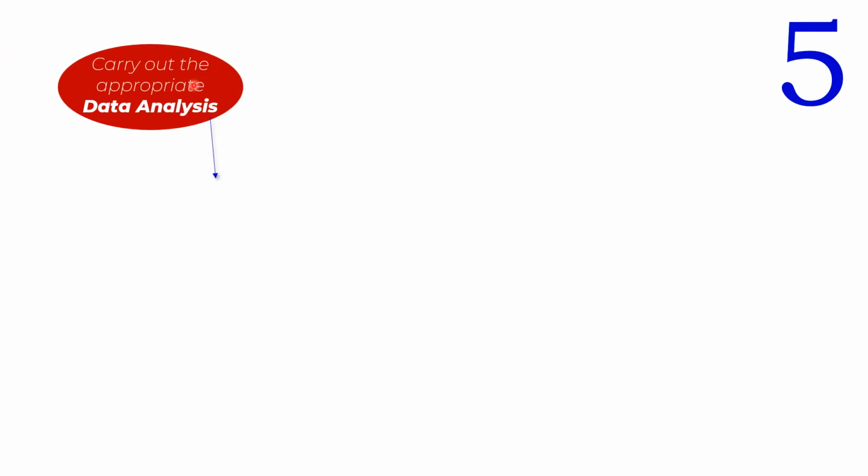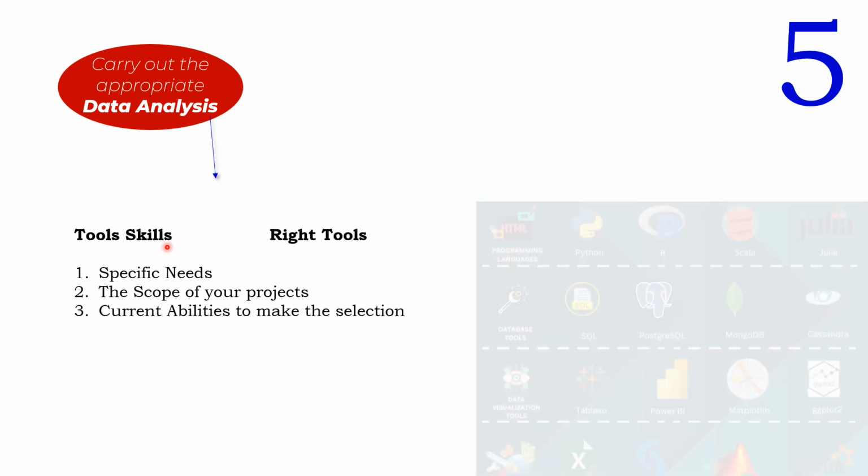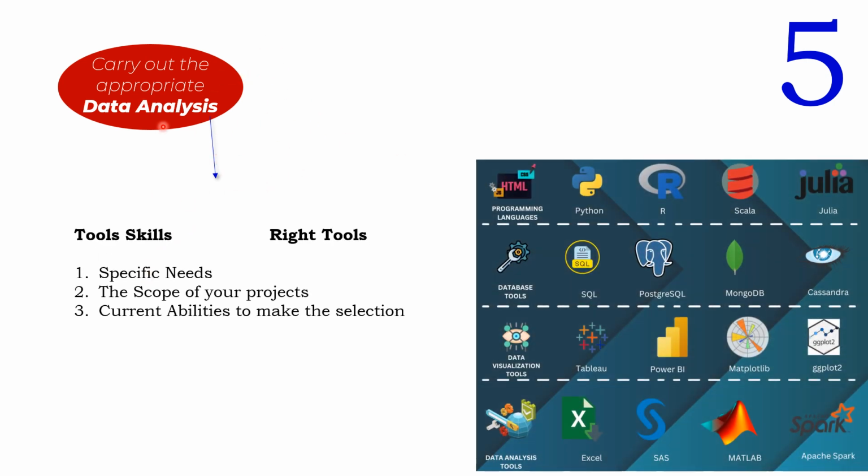Then we have the fifth process. You have to carry out the appropriate data analysis after you have sourced your data. When it has to do with carrying out the appropriate data analysis, there are things that are involved. First of all are the tool skills and the right tools. Before you dive into this, you have to understand what my specific needs are, the scope of your project, and your current ability to make a selection.